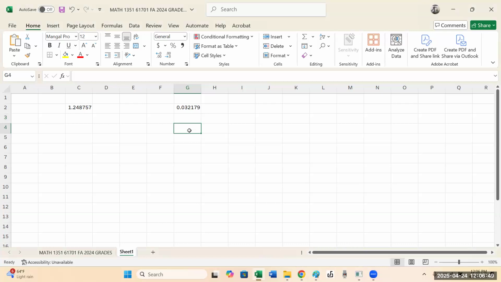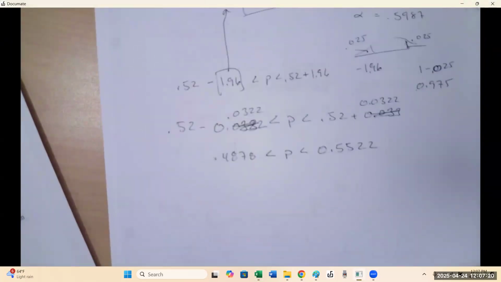So we have 0.52 minus 0.0322, which is 0.4878. And then 0.52 plus 0.0322. So there's my confidence interval.